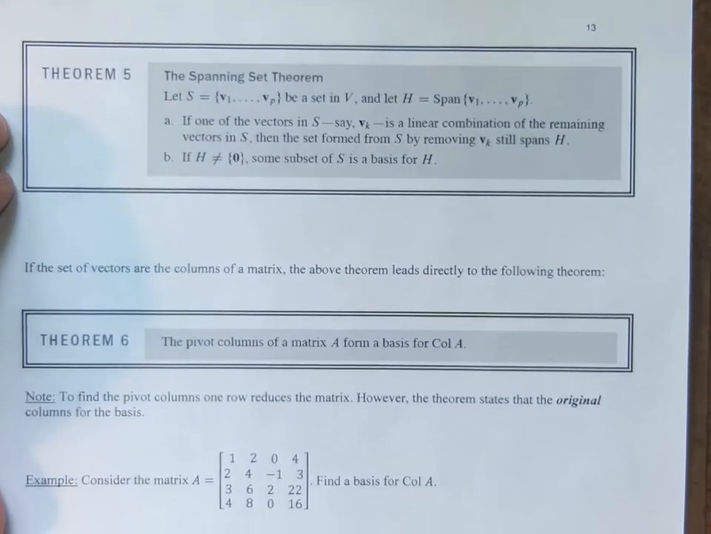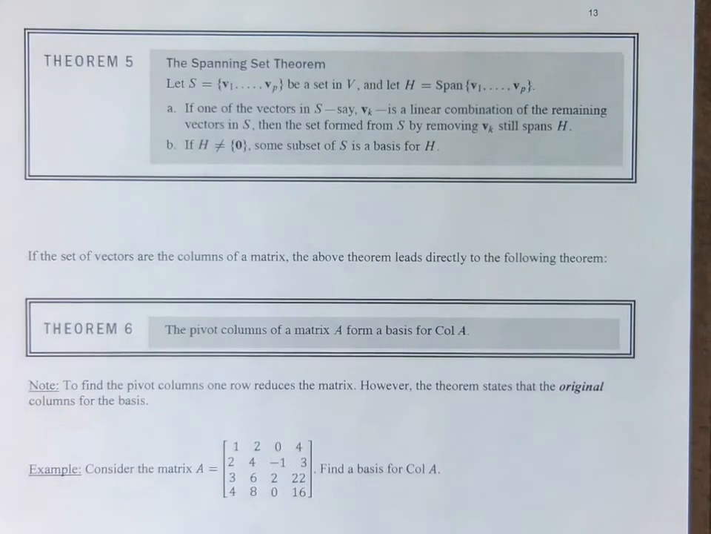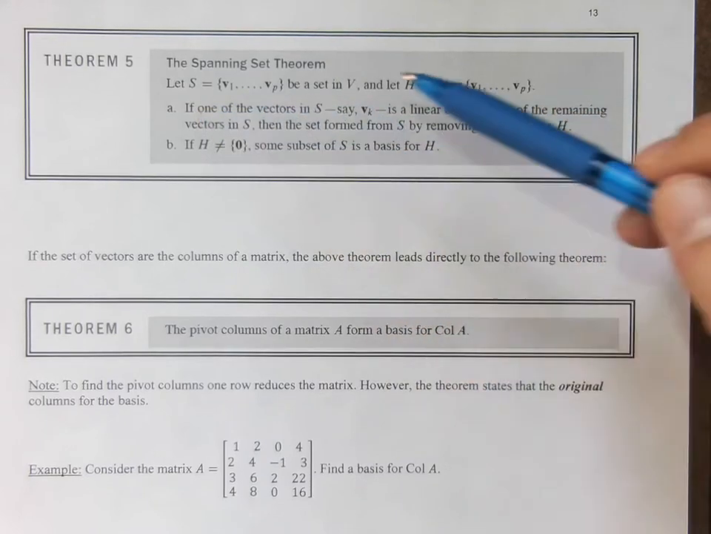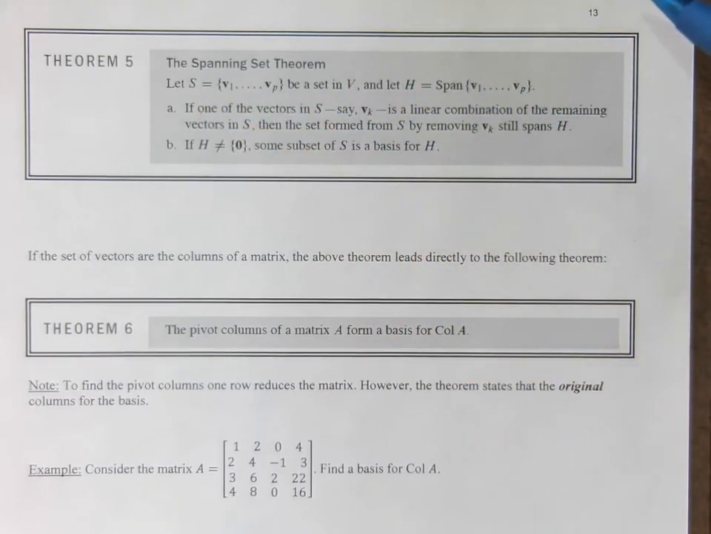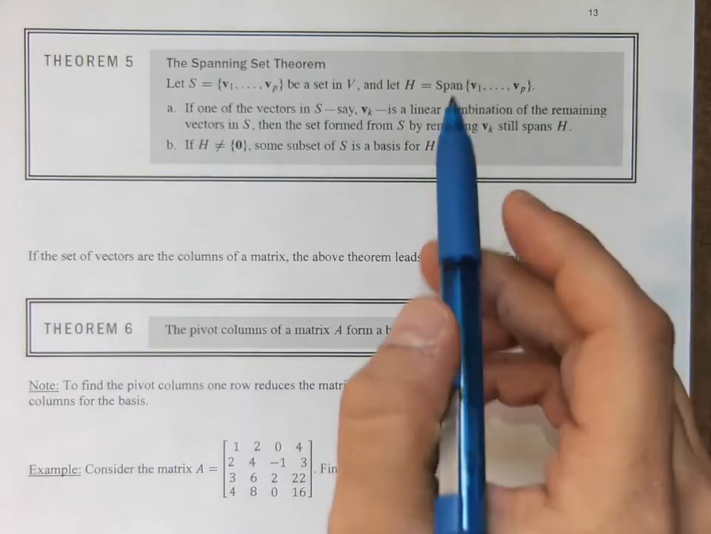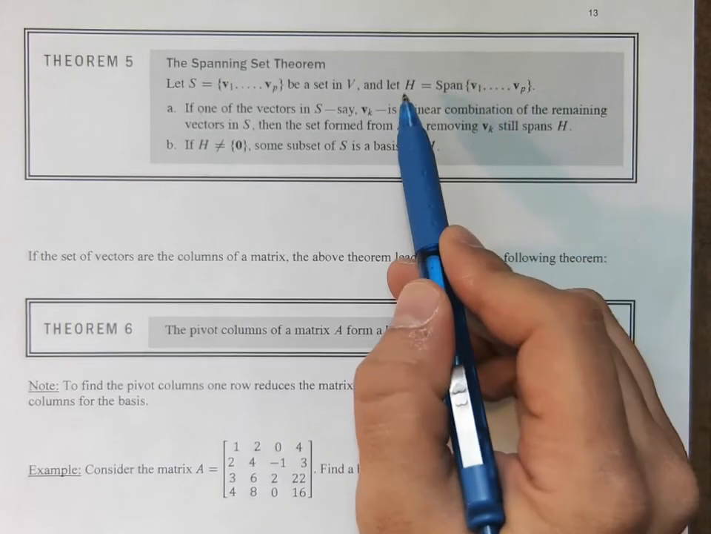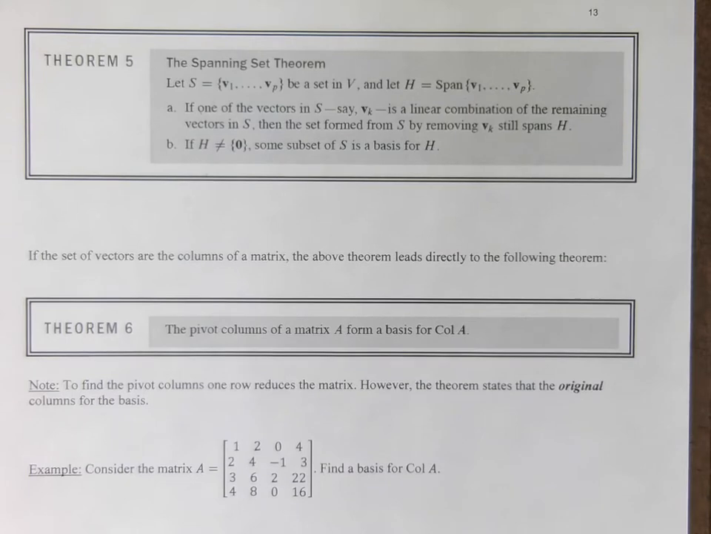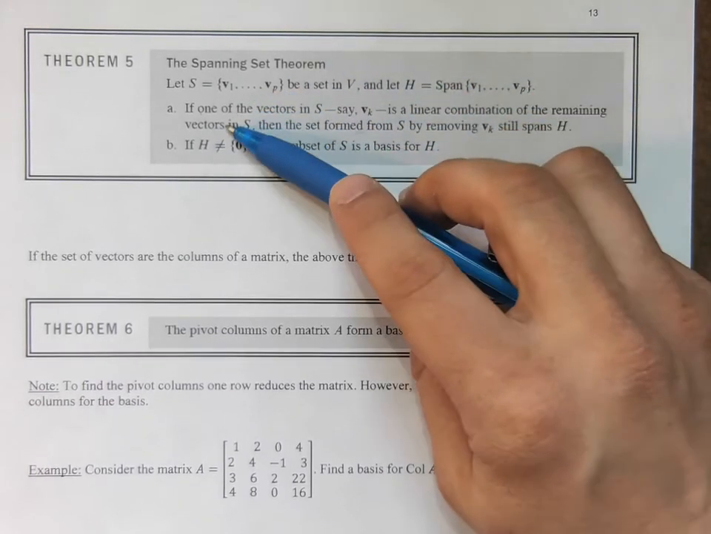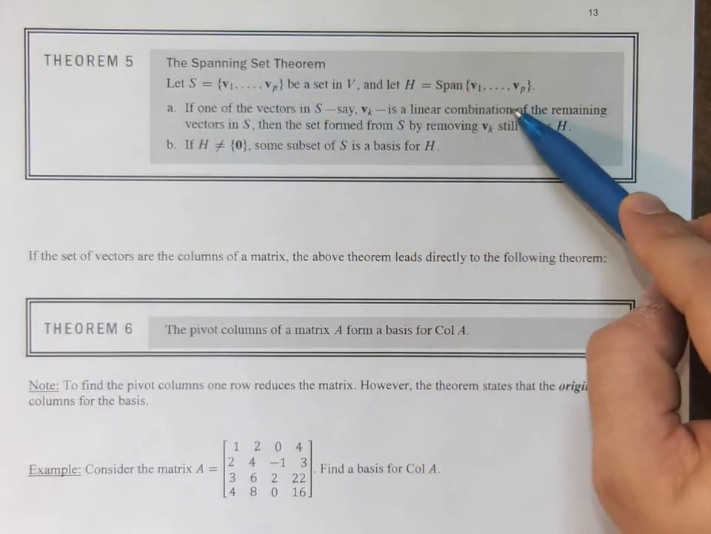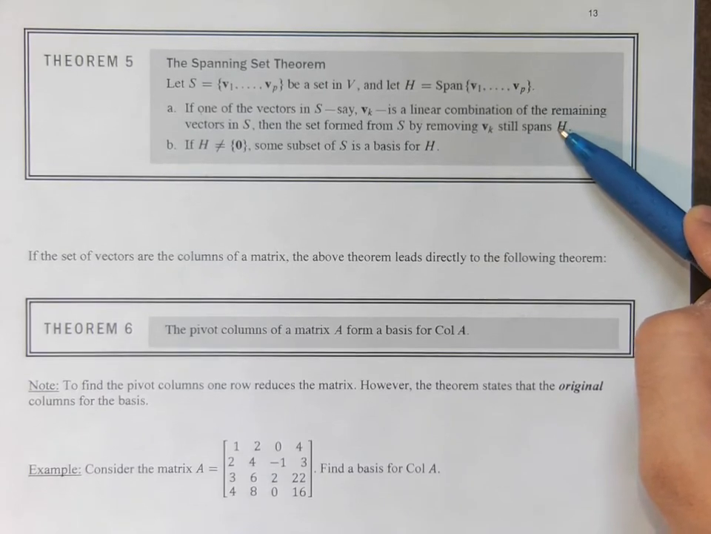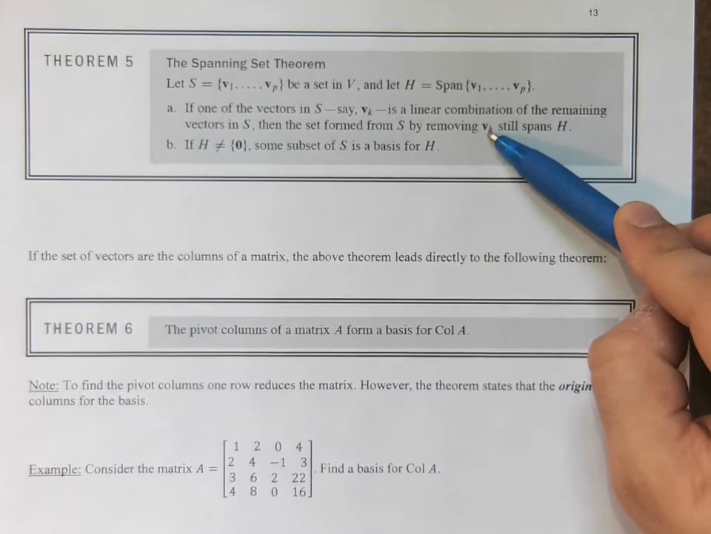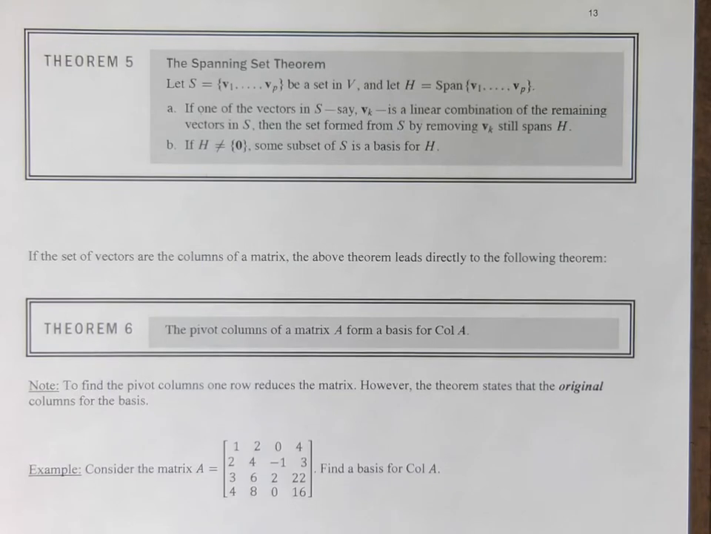So let's take a look at what this theorem says. The spanning set theorem. Let's say we have a set of vectors called S. So S is V1 through Vp, and it's some set in vector space V. And let's say that the span of V1 to Vp creates set H. If one of the vectors in the set is a linear combination of the other ones, then we could remove the one that's a linear combination and it would still span H.